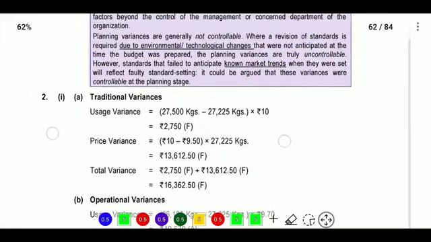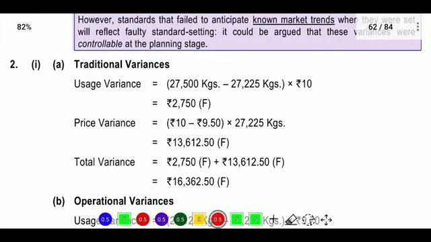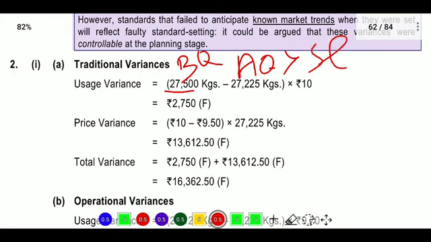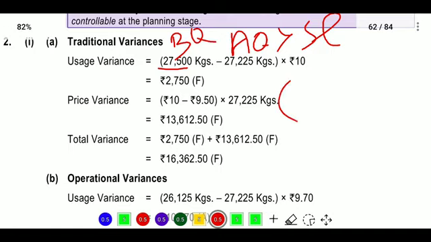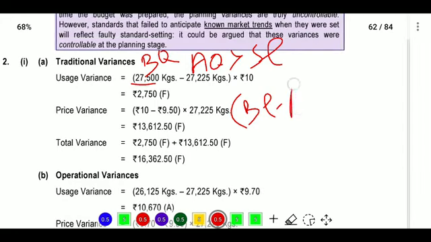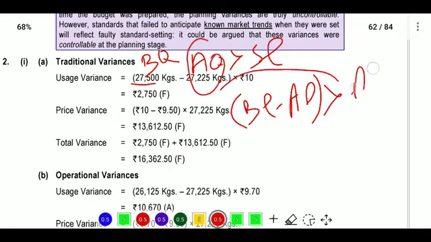See here, we have 27,500, which is the budgeted quantity, and 27,225, which is the actual quantity. When taking quantity, we will require the price, that is the selling price; the standard price will be taken. Next, for the price variance, which is the difference of price, we take the budgeted price minus the actual price, into which quantity? The actual quantity.